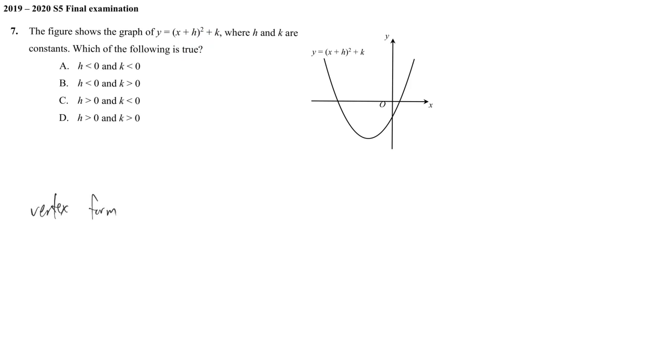The vertex form in our textbook should be y equal to a times of (x minus h) squared plus k. Minus h is because it's easier for us to find out what is the suitable x to create a turning point. So it's a little tricky here. They give you plus h and it's quite confusing.